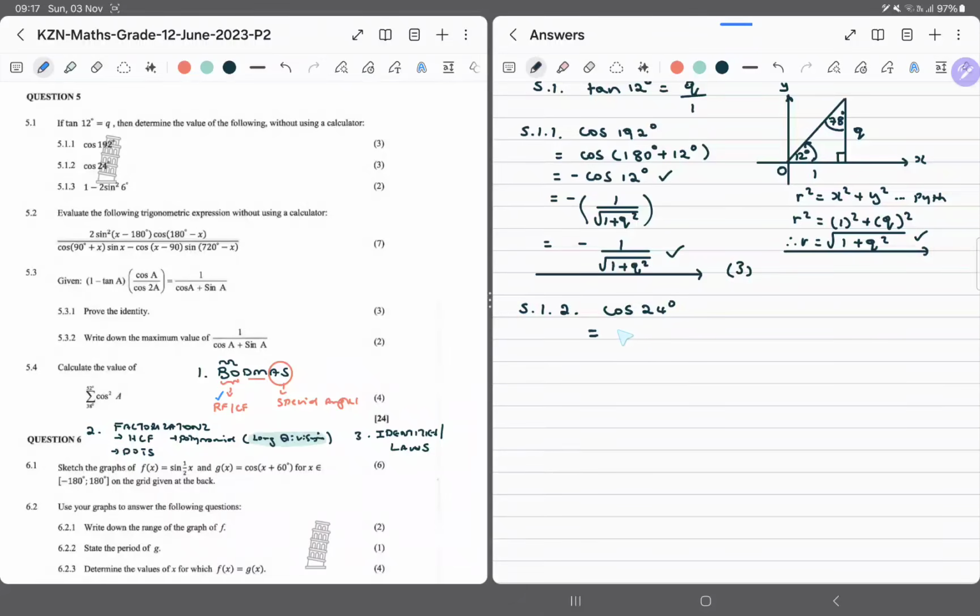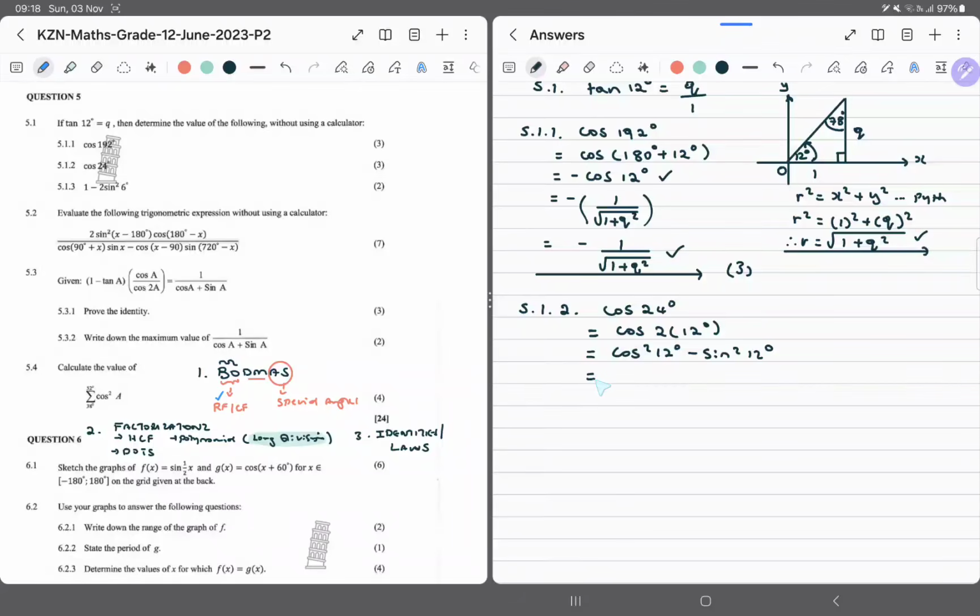But what is cos of 24? This is the same as cos of 2 times 12 degrees. Can you see? We need to relate that angle to these ones here. So what do we have? This is the double angle for cos, so this is nothing but cos squared 12 degrees minus sine squared 12 degrees.